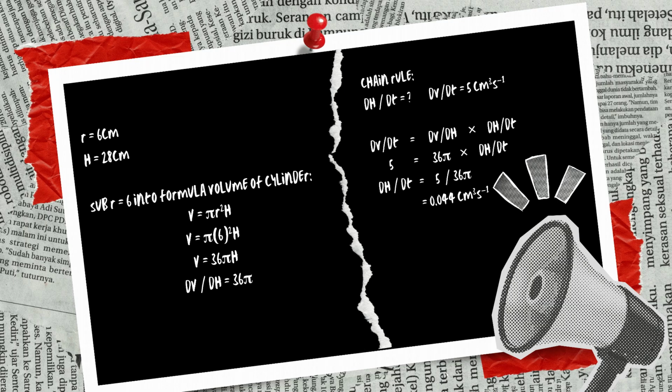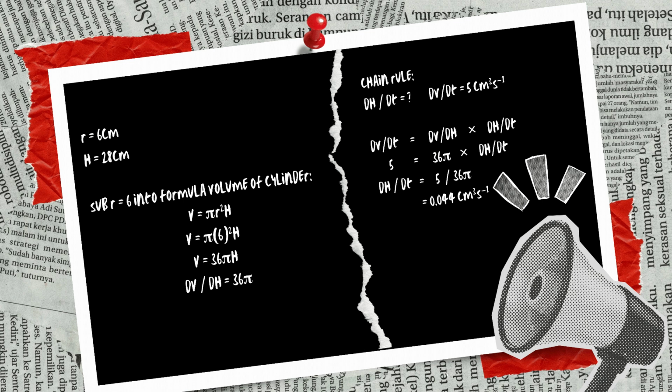For the solution, we bring out all the information that we get, which is r equal to 6 cm, h equal to 28 cm. And then we substitute r equal to 6 into the formula volume of cylinder, and we will get V equal to 36 pi h. Then we differentiate V, and we will get dV over dh equals 36 pi. From the information, dV over dt equals 5 cm cube per second.